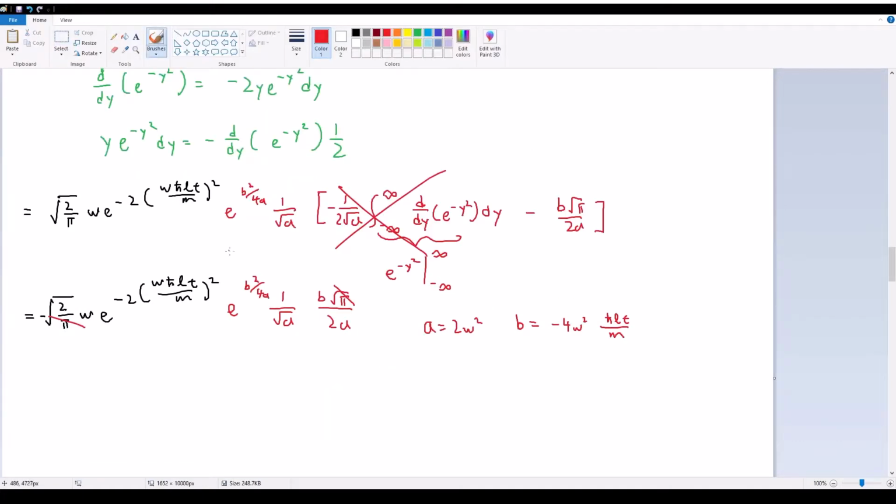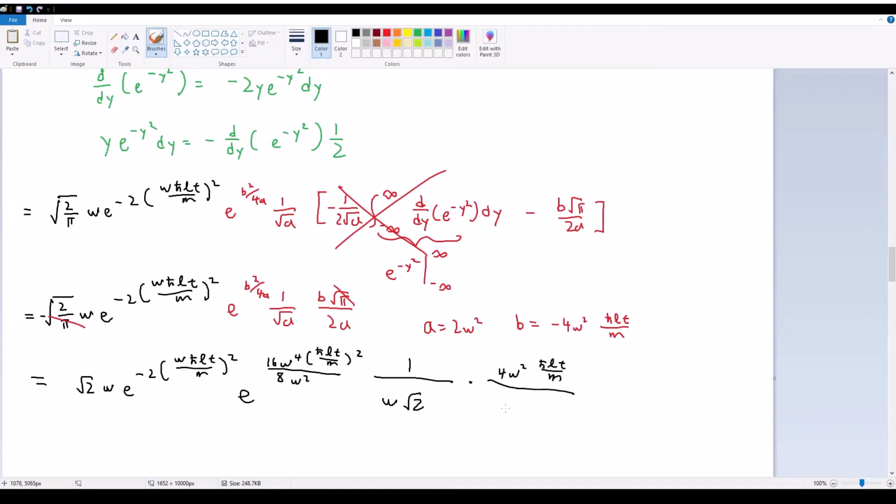There we go. So at this point, if we wanted to rewrite everything in terms of their proper definitions, we have negative root 2 times omega e to the negative 2 omega h bar lt over m squared times e to the power of b squared, which is going to give us 16 omega to the 4th h bar lt over m squared, and then divided by 4a, which is going to give us 8 omega squared. Yeah, 8 omega squared. And then we have 1 over the square root of 2 omega squared, which is going to be omega root 2. And then we have b over 2a, which is going to be negative. Yeah, okay, so the negatives cancel out automatically. So this is going to give us 4 omega squared h bar lt over m over 2a, 4 omega squared.